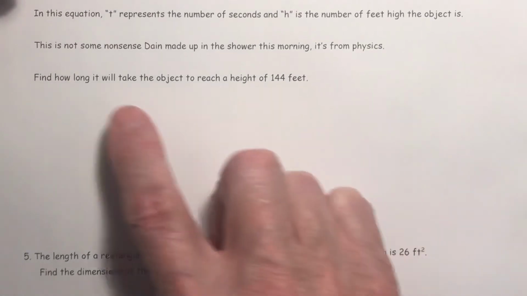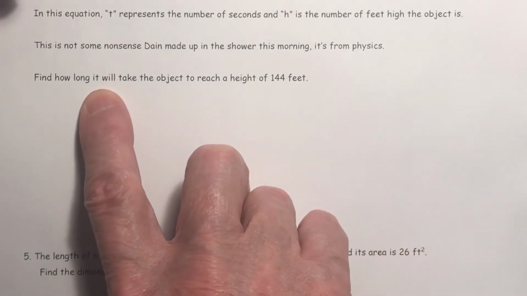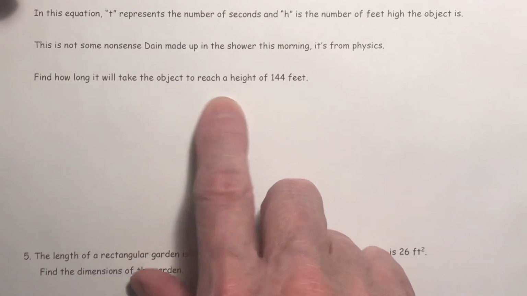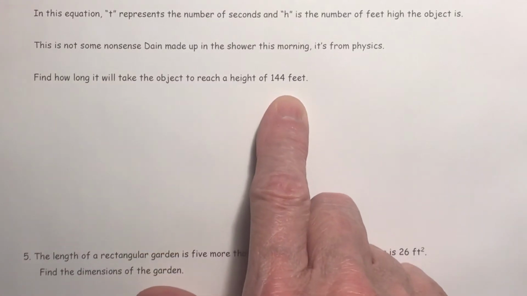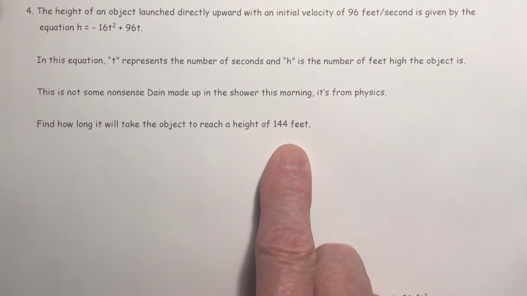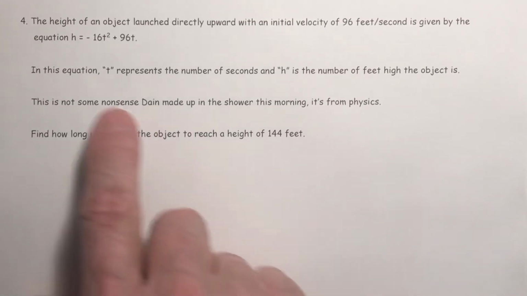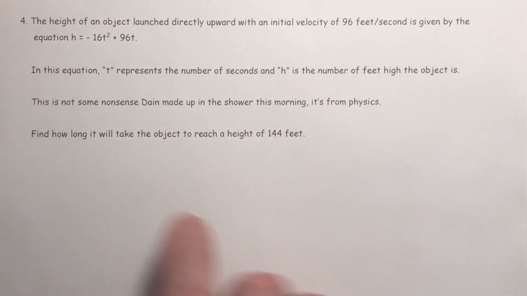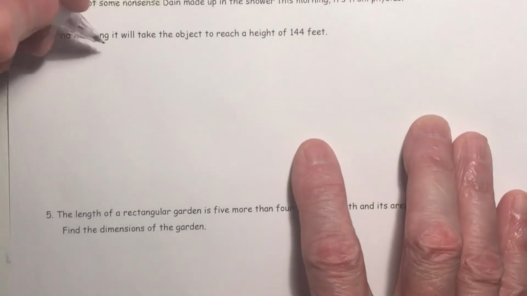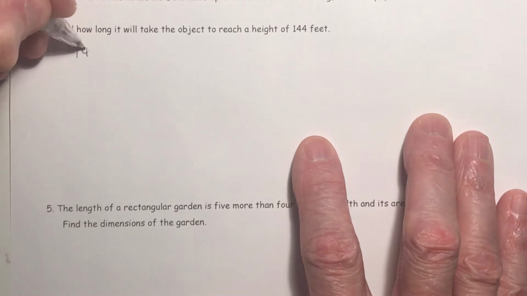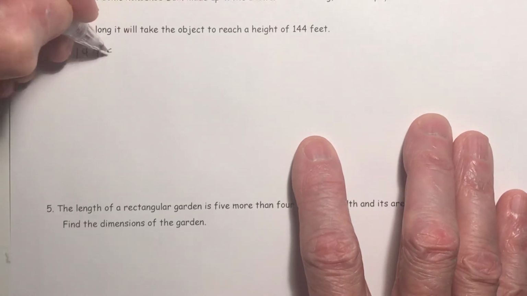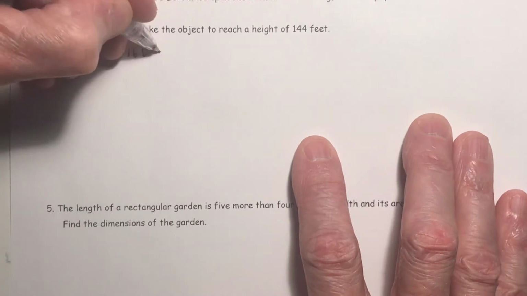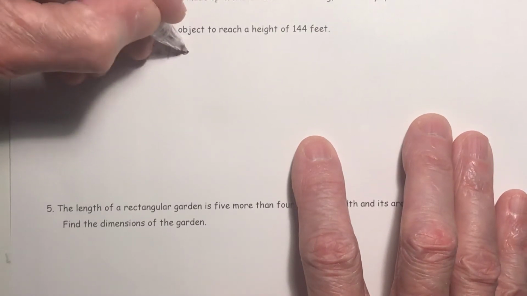We want to know how long will it take, which means what will be the number of seconds that will have gone by for the object to get to a height of 144. This sounds so terribly complicated, but all you have to do is substitute the 144 right there. Make the height 144. Let's do that. 144 equals negative 16t squared plus 96t.